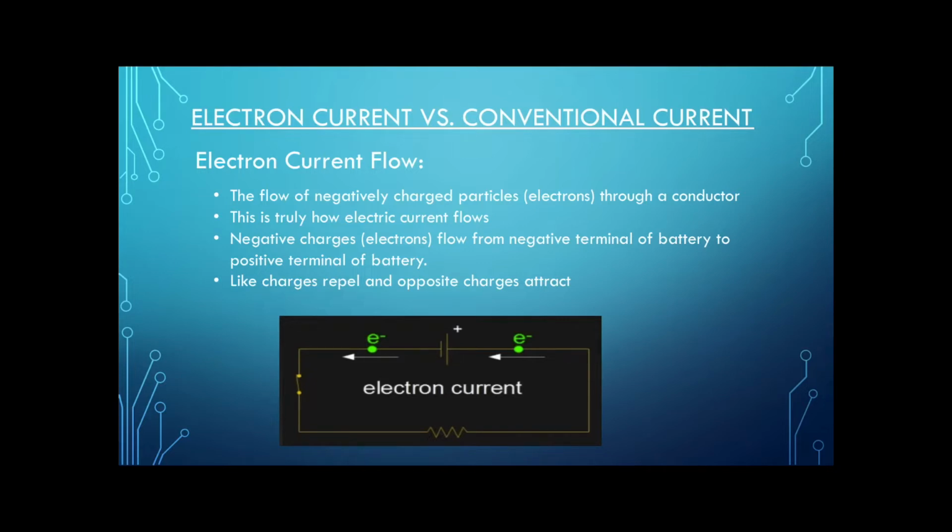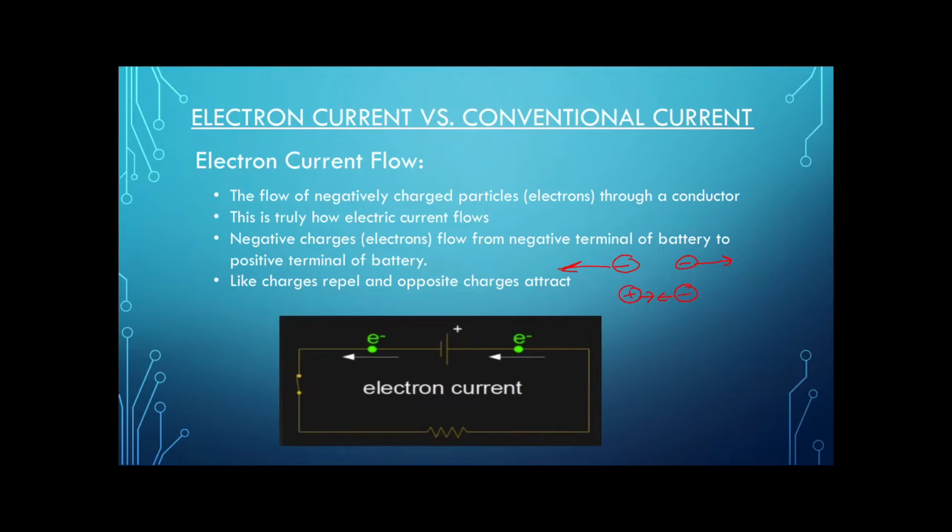You have negatively charged particles, or electrons, which flow from the negative terminal of the battery to the positive terminal of the battery. So why does this happen? We know that like charges repel and opposite charges attract. So if you have two particles and they are the same charge, they're both negatively charged, let's say, they will repel each other. If you have two particles and they are opposite of each other, they will attract each other.